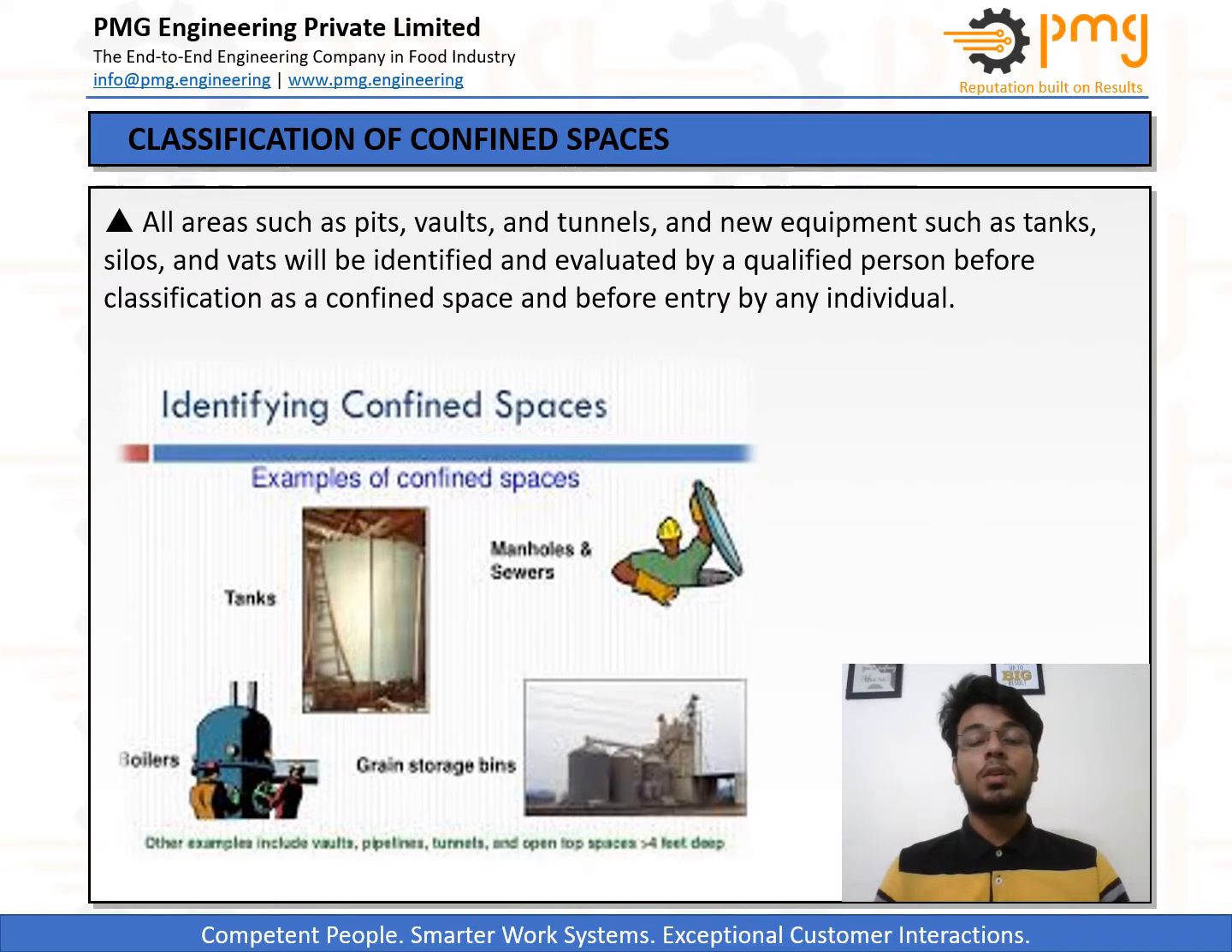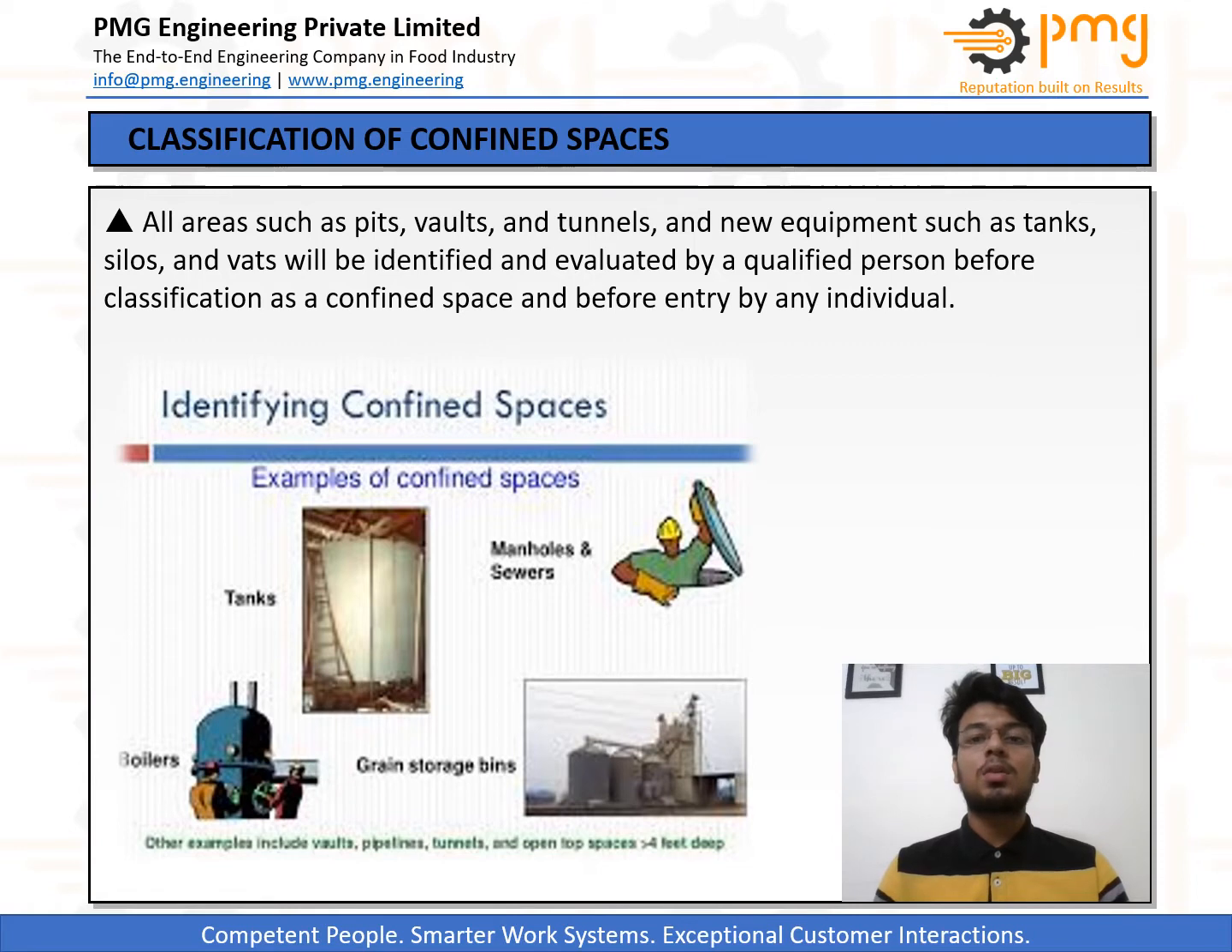Let us begin our discussion by asking a very simple question. How is a place classified as a confined space? The answer is rather a very simple one. To qualify as a confined space, qualified personnel must assess the site and declare it as one as per the set guidelines. Generally, areas such as pits, walls, tunnels, and equipment such as tanks, silos, and vaults are classified as confined spaces. There are two types of confined spaces, permit and non-permit.